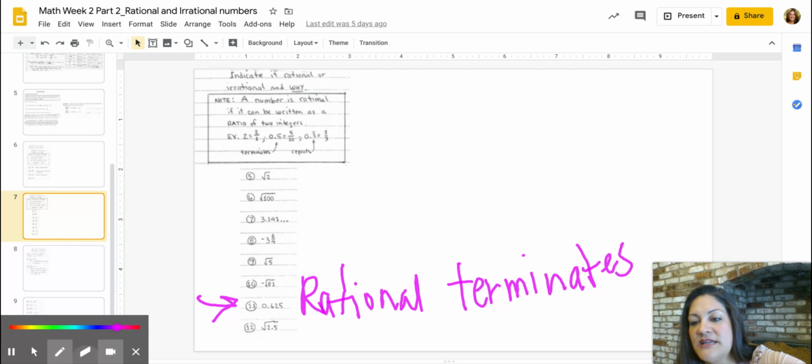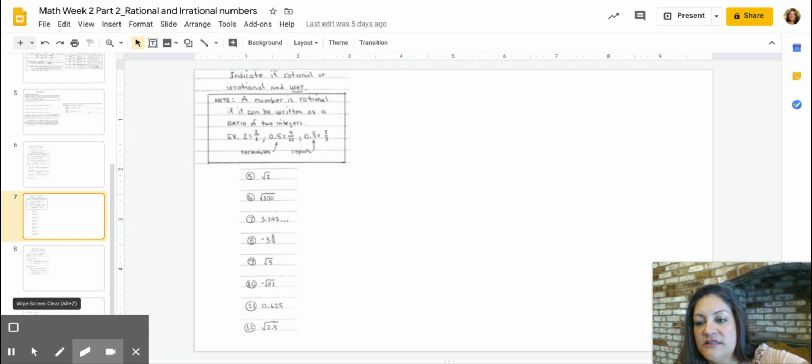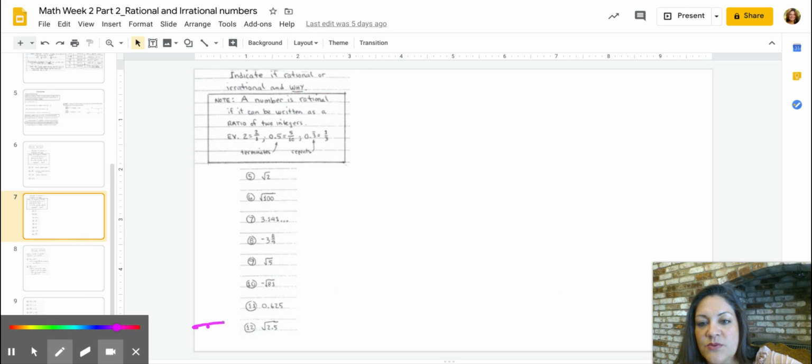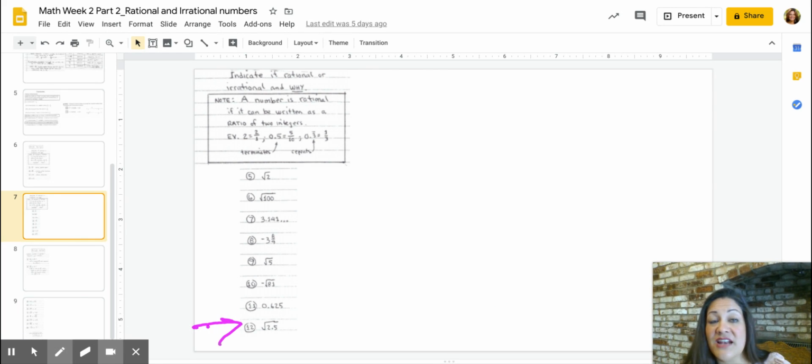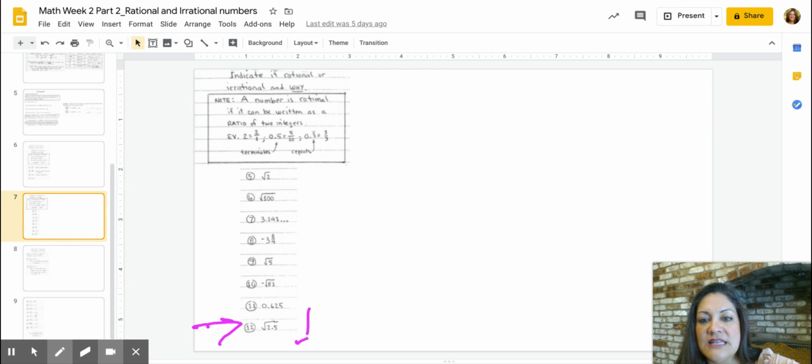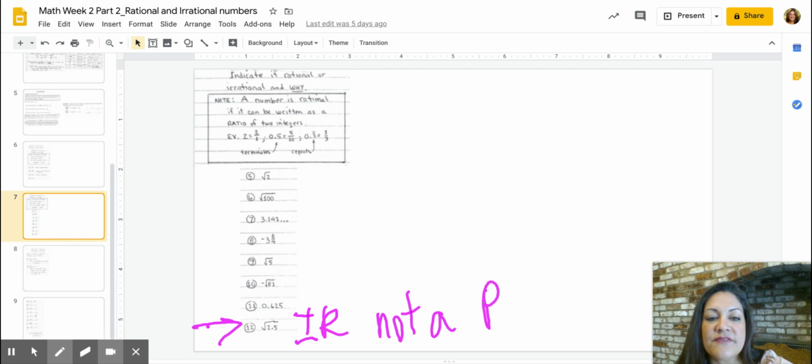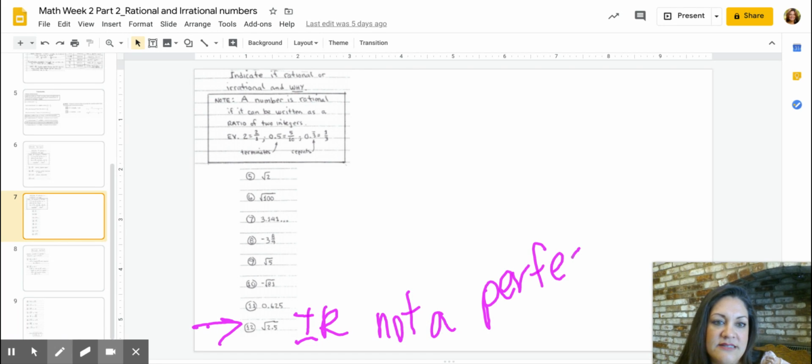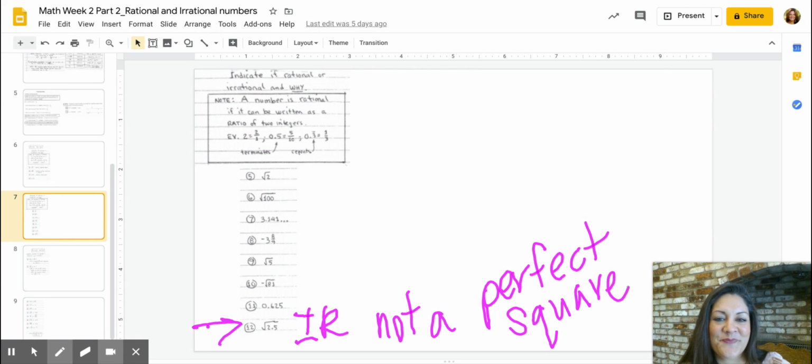Okay. And our last one. Number 12. So this is not a perfect square. Square root of 2.5, which means it is irrational. Not a perfect square. Okay, so that's it for this one. A lot of writing, not much work. Go on to the next assignment.